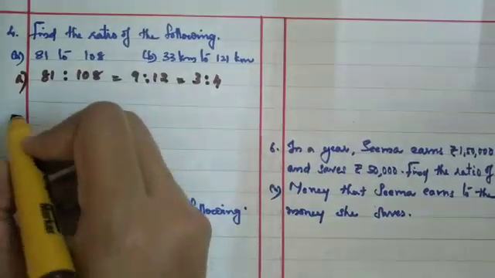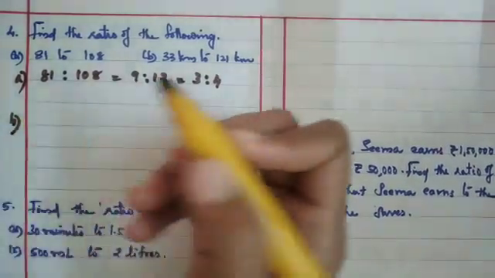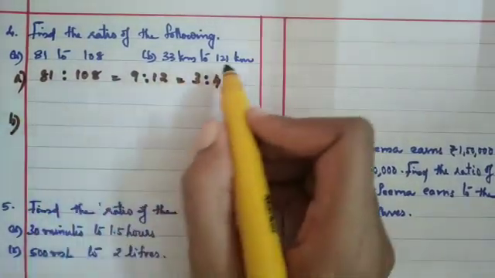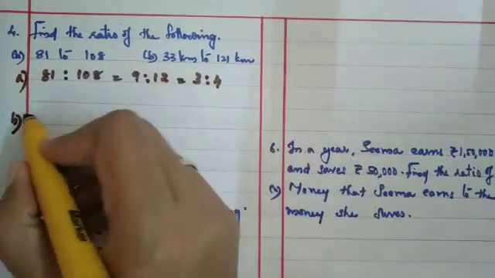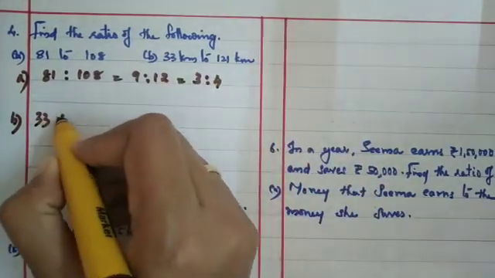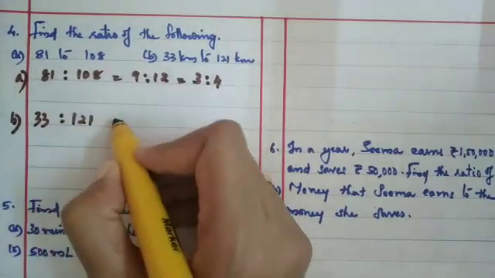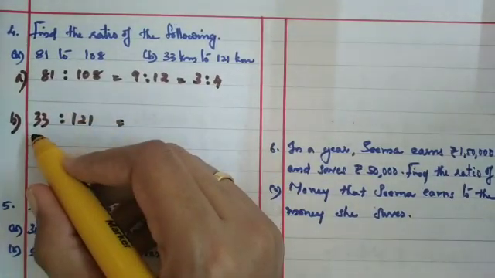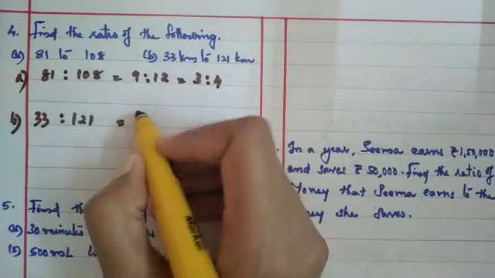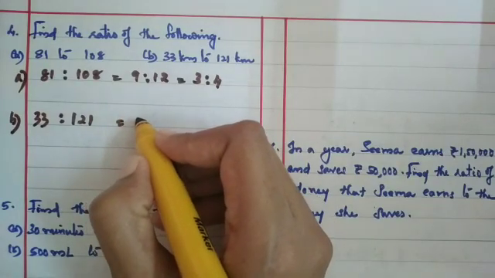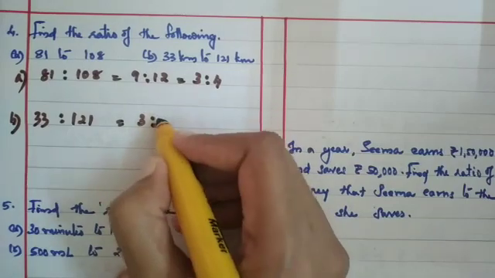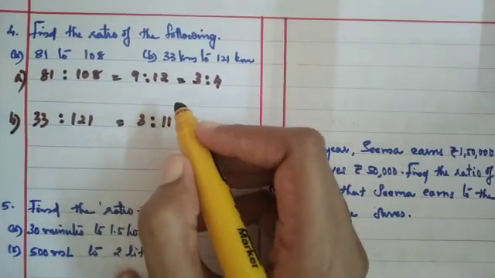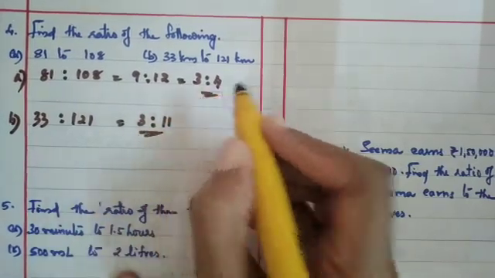Okay. Then B question. 33 km to 121 km. Here both are in kilometer. Then you have to write the ratio. 33 is to 121. Here 11 3s are 33, 11 11s are 121. Again 11 is the common factor. 3 times 11 is 33, 11 times 11 is 121. 3 is to 11 is the ratio.